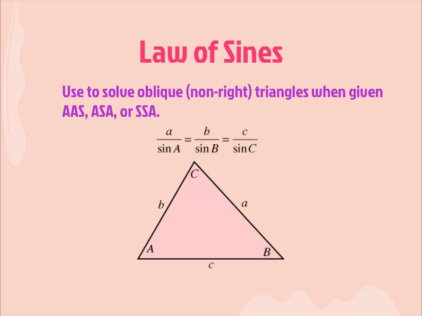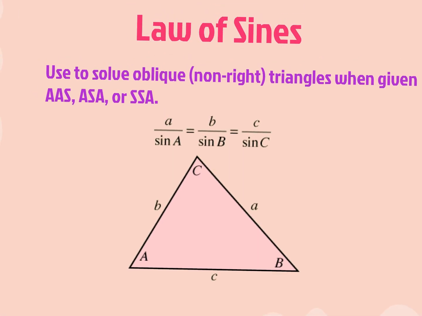All right, when you talk about a triangle, we're talking about non-right triangles. These are oblique, so they don't have any right angles. So we use capital letters for our angles, lowercase letters for our side lengths, and your angles are across from their corresponding sides. So C is across from c, B is across from b, A is across from a, right?